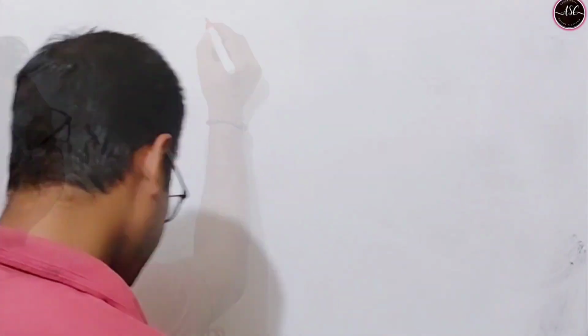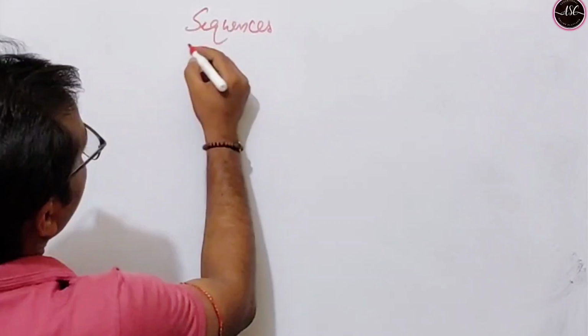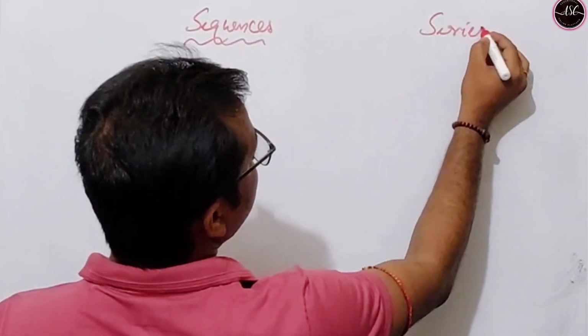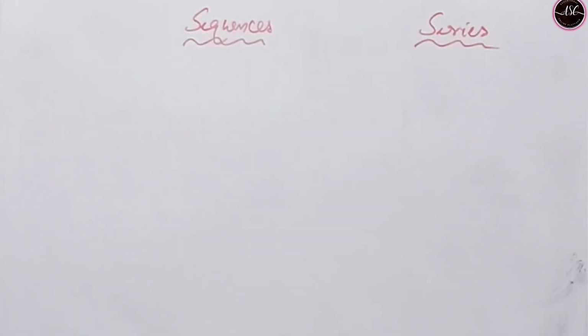Today we will learn about the sequence and series, class 11, 8th number chapter. Okay, in the previous class we have learned the arithmetic progression, arithmetic mean, etc. In this class we will learn about the sequence and series. So first we will learn about the sequence, and then we will learn about the series.